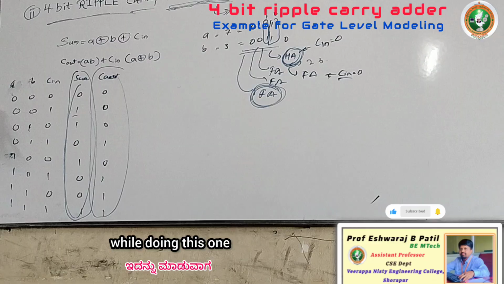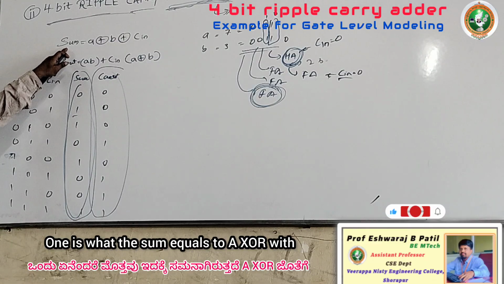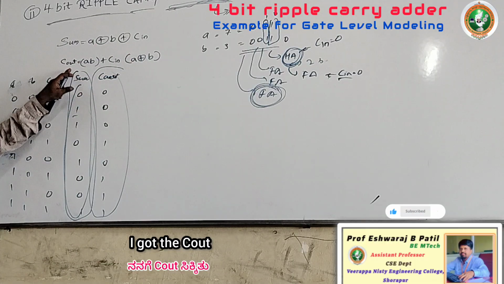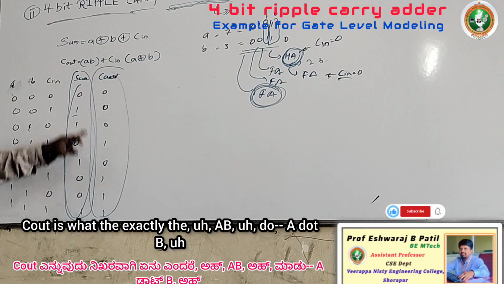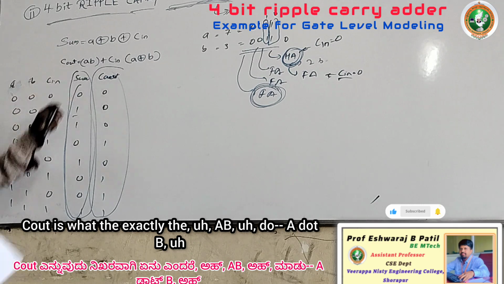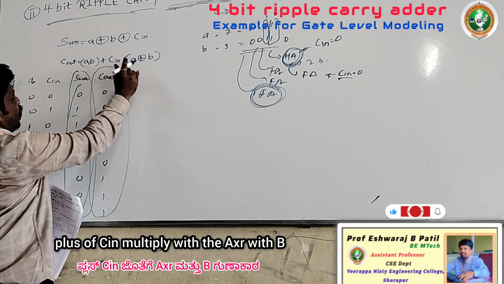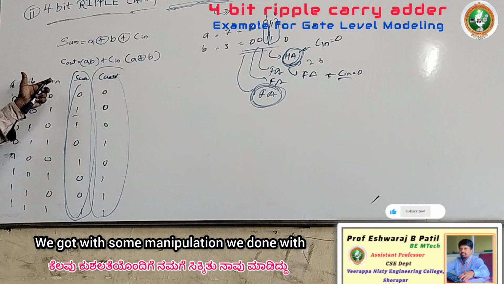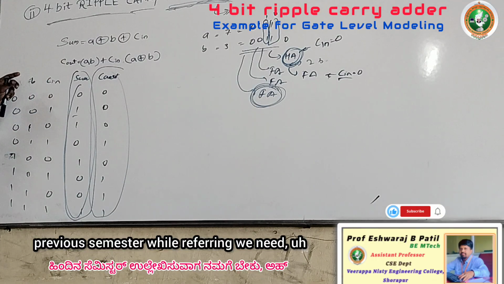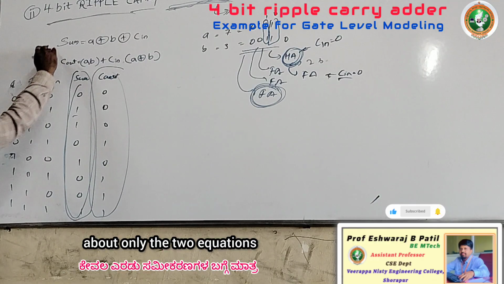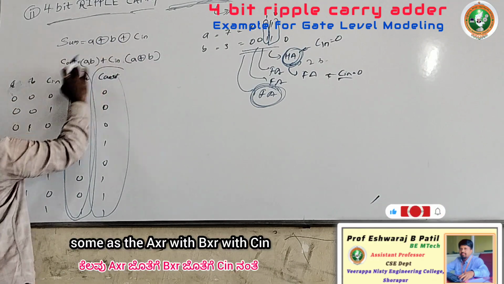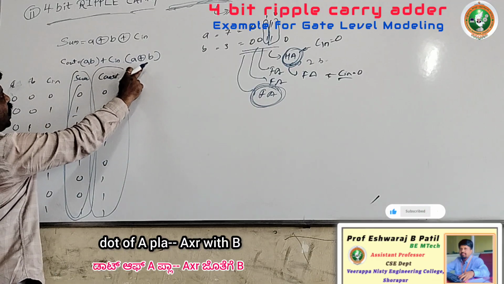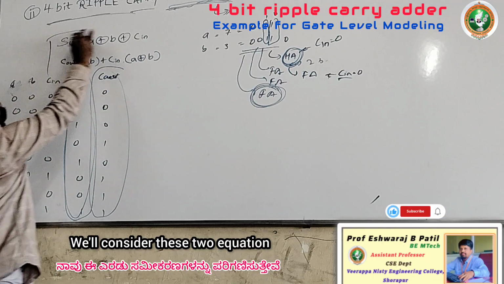While referring to this, we got two equations. One is Sum equals A XOR B XOR C in. And I also got the C out. C out is exactly A dot B plus C in multiplied with A XOR B. We got this with some manipulation we did in the previous class, previous semester. While referring, we need only the two equations: Sum as A XOR B XOR C in, and the other one, C out as A dot B plus C in dot (A XOR B). We'll consider these two equations.